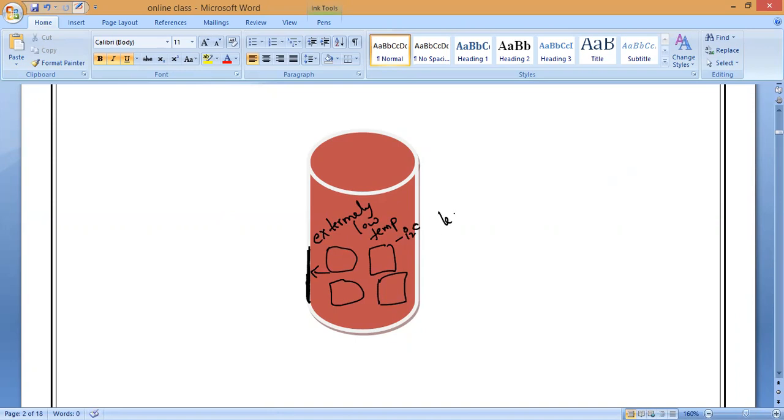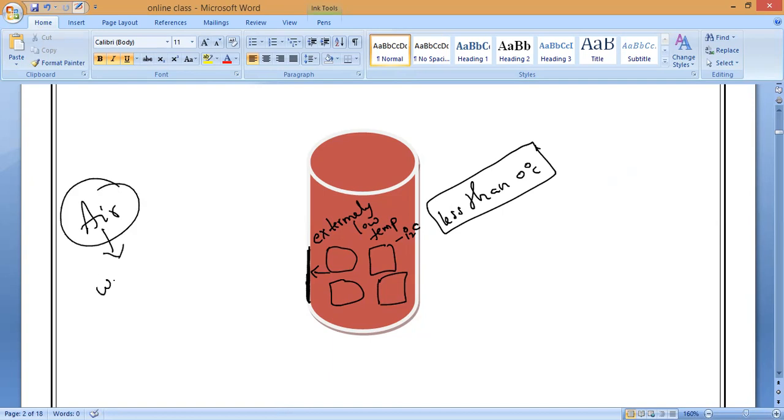So it will be less than 0 degrees Celsius. Is it okay, guys? Please respond. Now, basically, if we take the air, our atmosphere, does it contain water vapor or not?